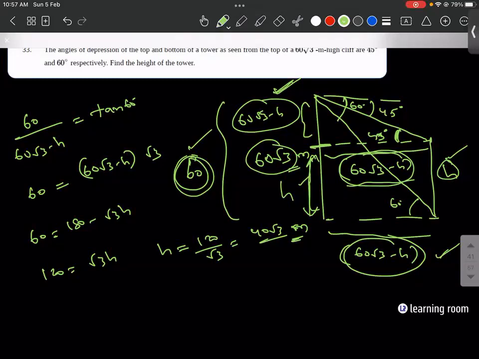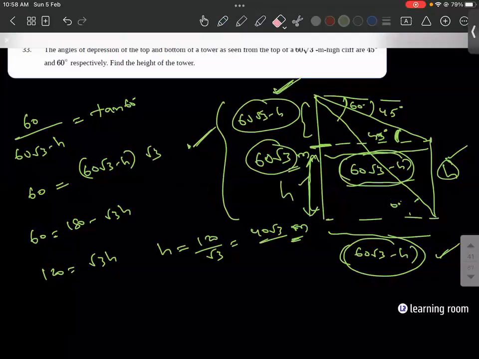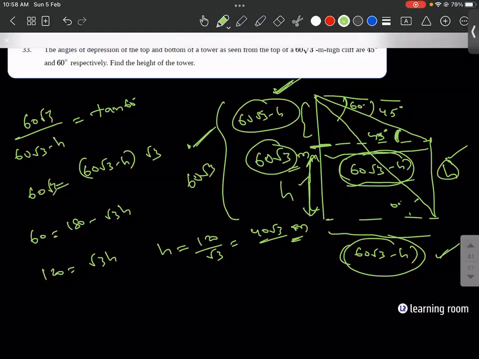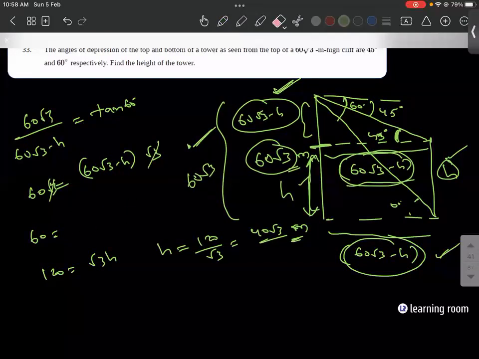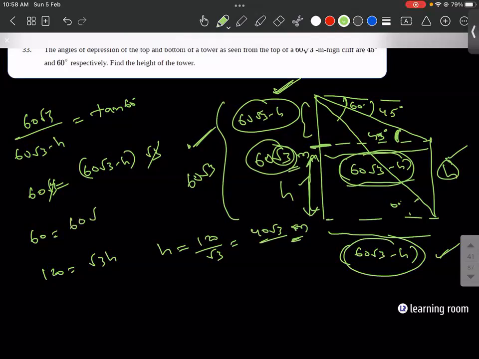If we take the total height on the left side, that is 60. No, sir, the total height is 60 root 3. Oh, this is the mistake I made actually. I took it as 60, sorry, 60 root 3. Then the horizontal becomes 60. That's why I made a mistake. I just missed it. So root 3 will get cancelled. 60 is equal to 60 root 3 minus h. Yeah, you're right.